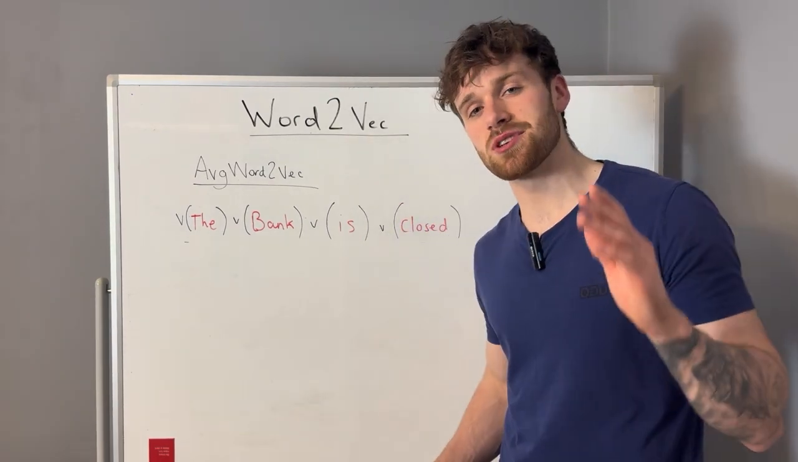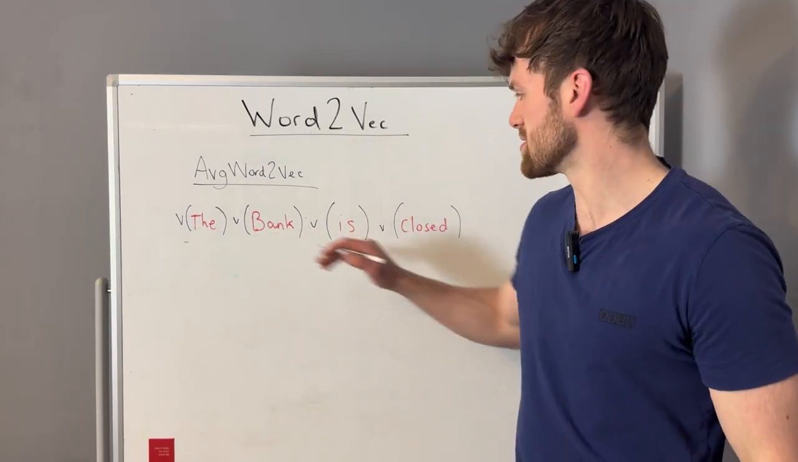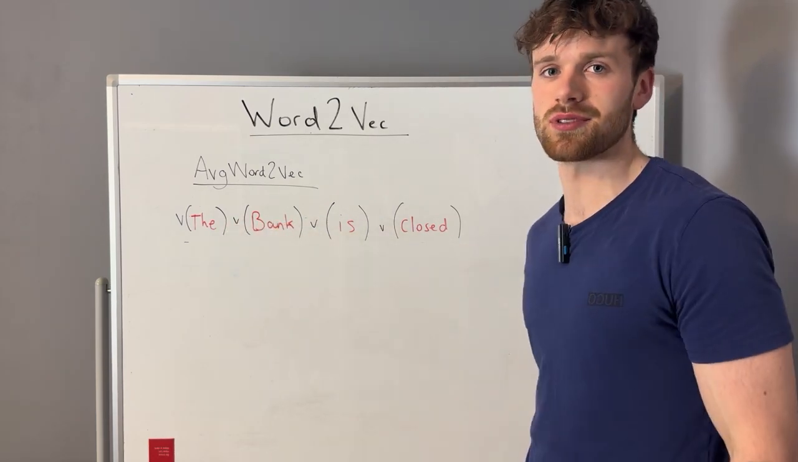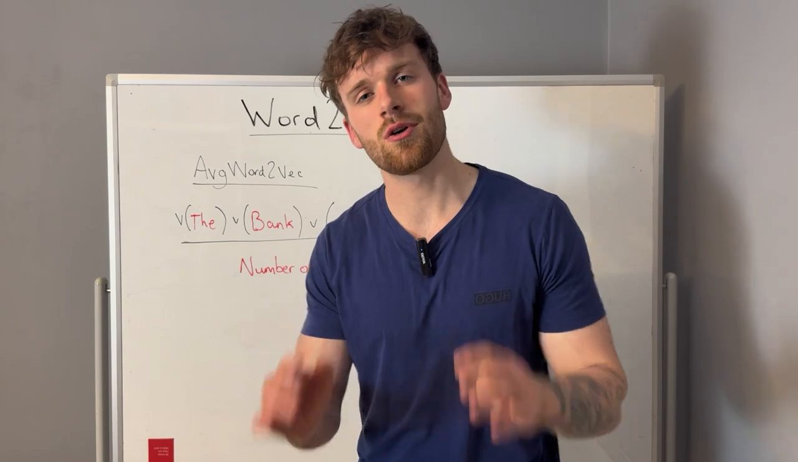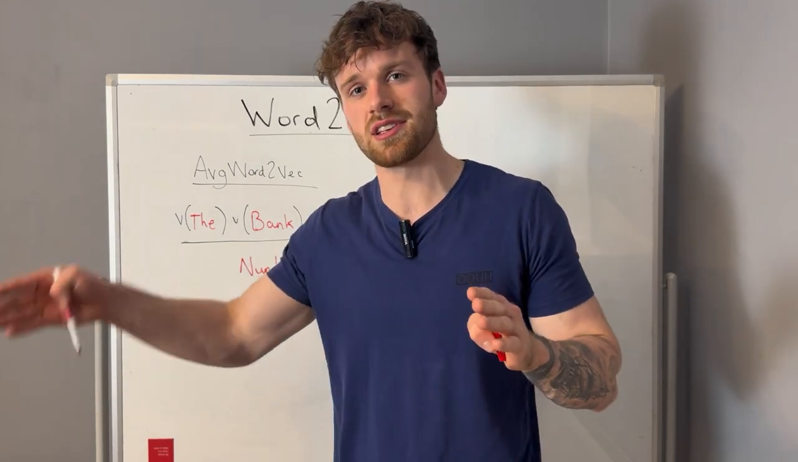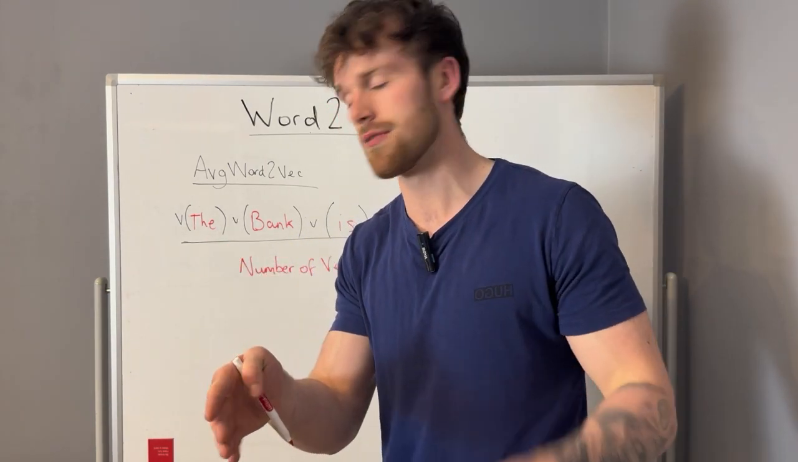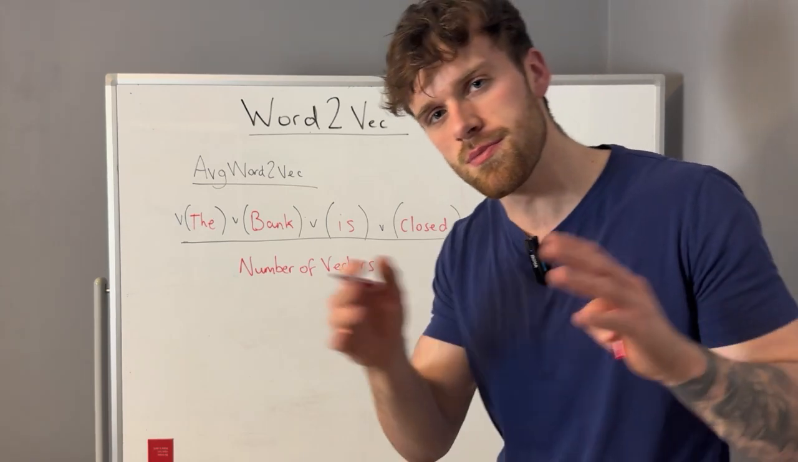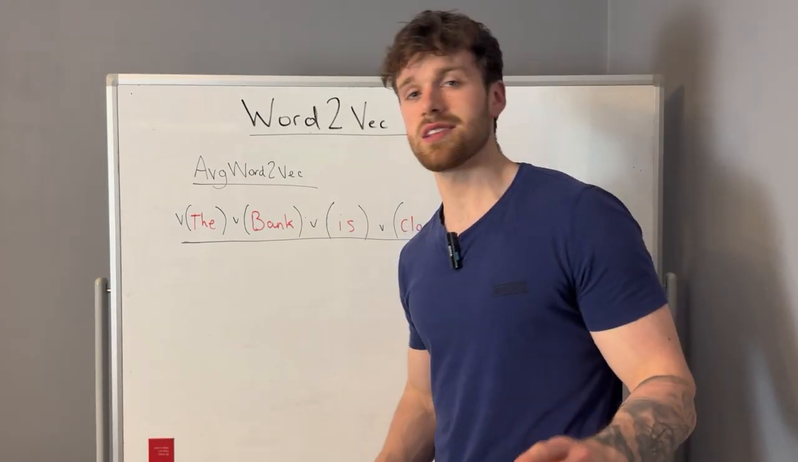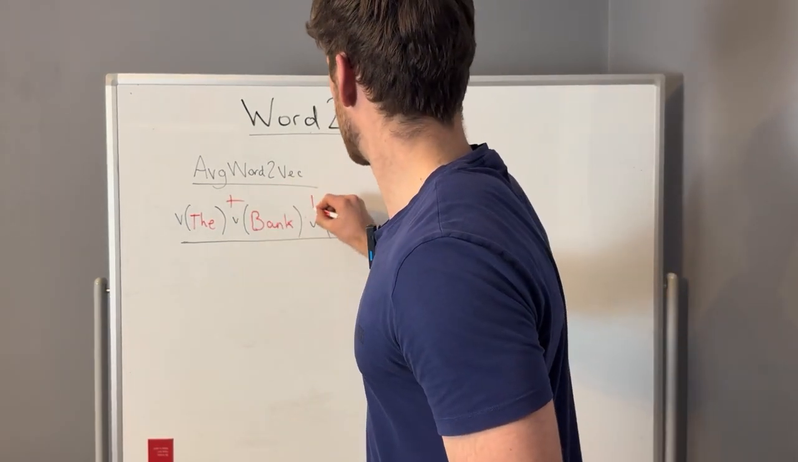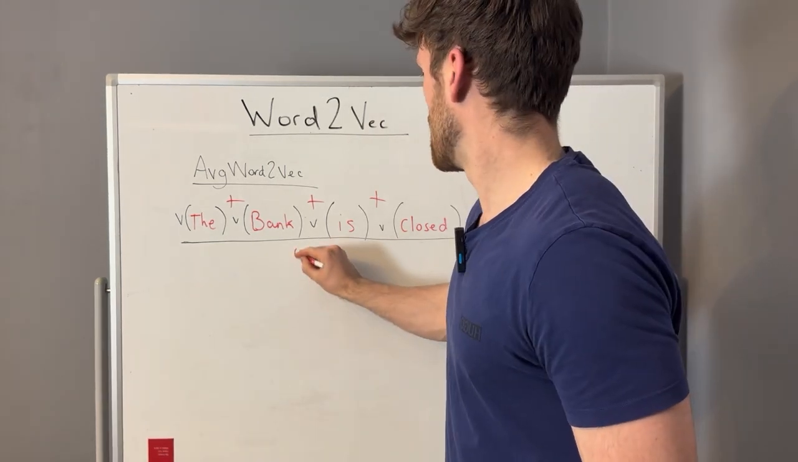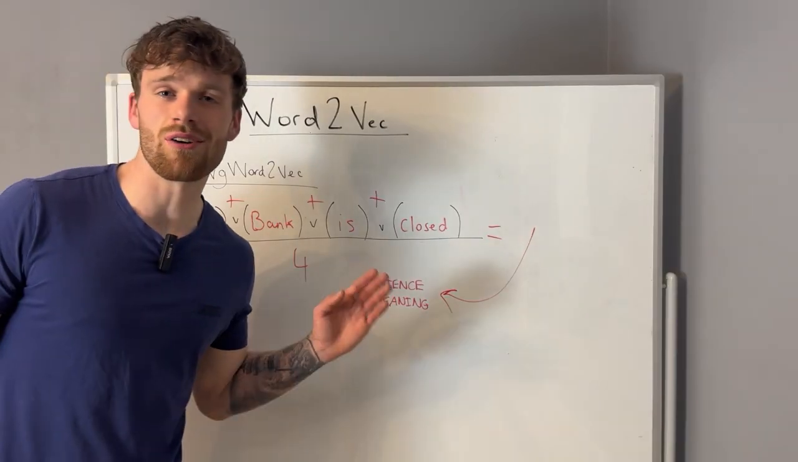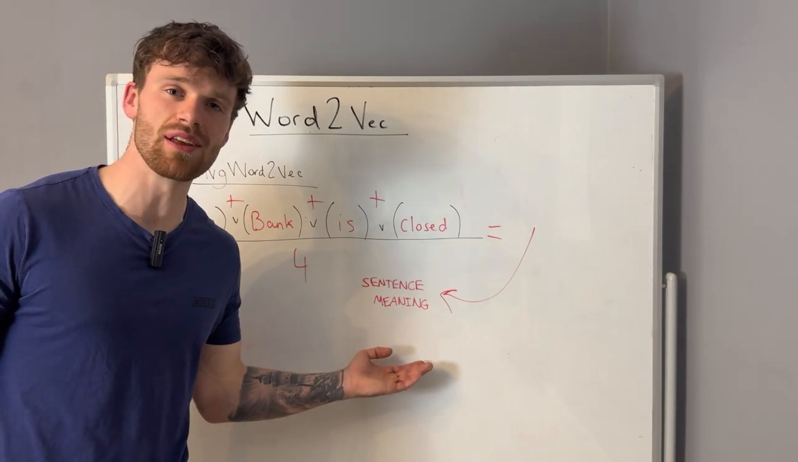Say we wanted to capture the meaning of this sentence: the bank is closed. We would do this by simply averaging the vectors out. The equation is to add up each vector in the sentence that you want to capture the meaning of, and then divide it by the number of vectors in that sentence. In this case, we add these four vectors up, and then divide it by 4. This calculation would give us sentence meaning.